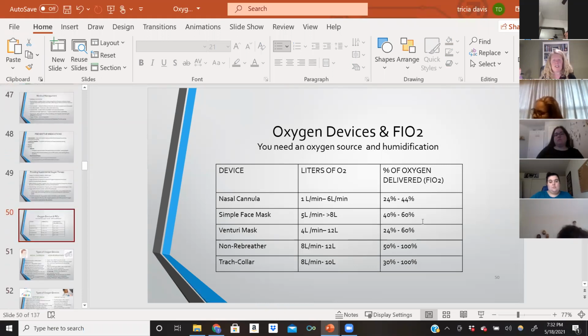Nasal cannula is just the long tubing with the two little prongs that go through the nose and then it wraps around the ear and goes under the neck. That's your nasal cannula. When you put a patient on nasal cannula, you can give them between 1 liter a minute and 6 liters of oxygen, okay? If they're getting 1 to 6 liters on that nasal cannula, they're going to be getting about 24% to 44% oxygen delivered, their FiO2, okay? So that's your nasal cannula.